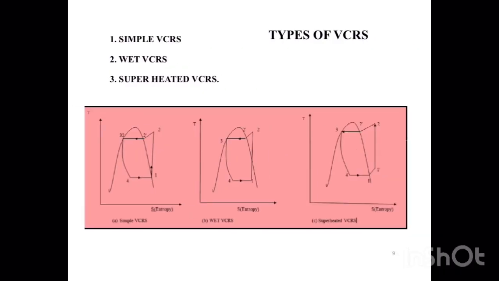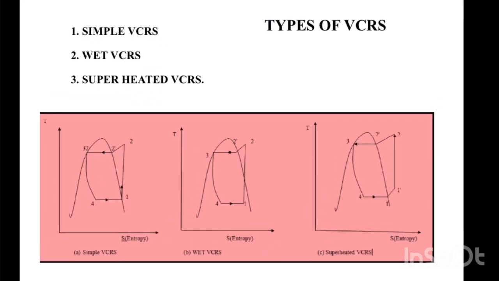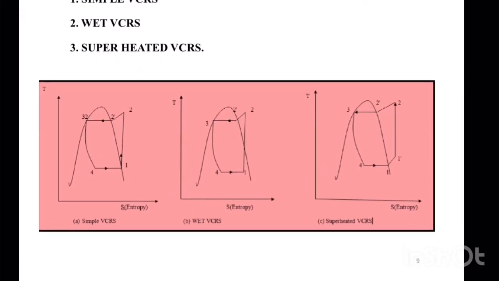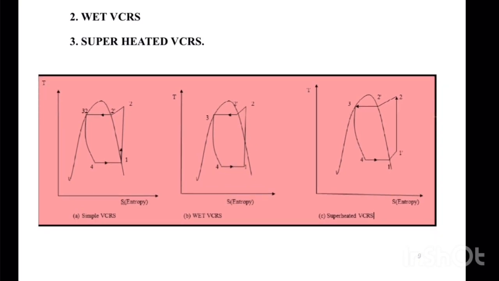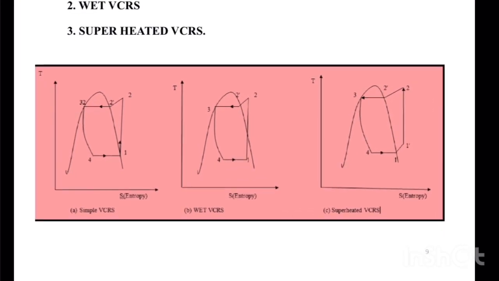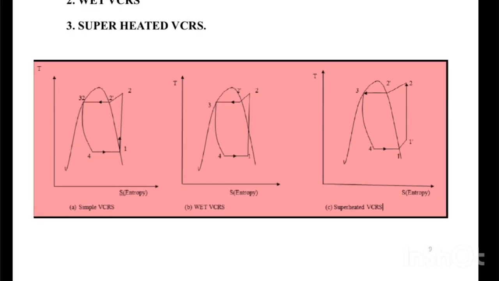Then there are types of VCRS systems. There are three types of VCRS system. First is the simple VCRS system, second is the wet VCRS, and third is the superheated VCRS system. So, these I can represent with the help of the TS diagram here.